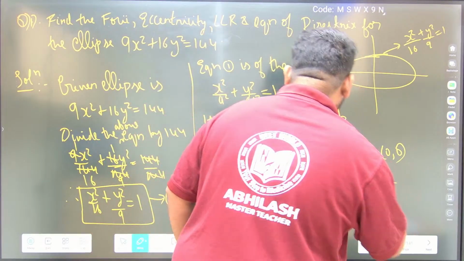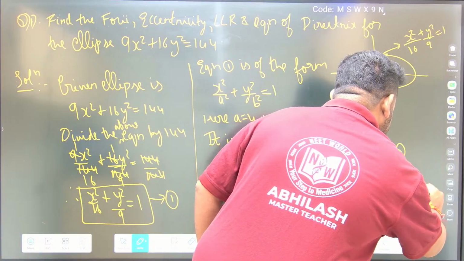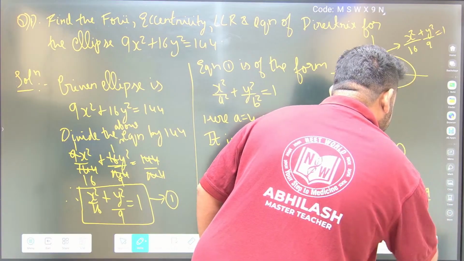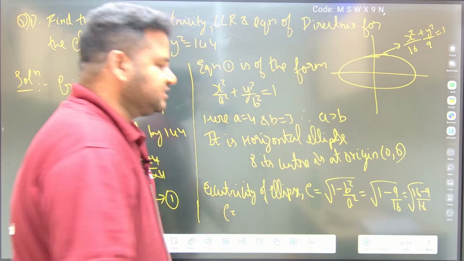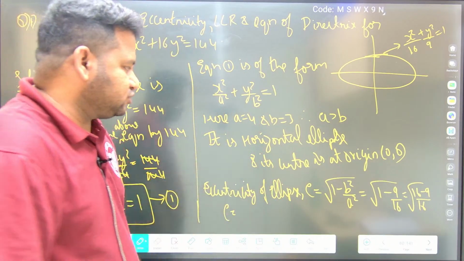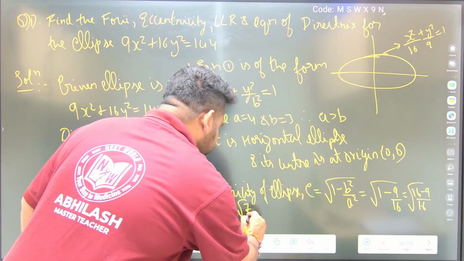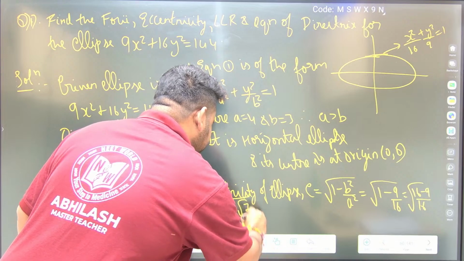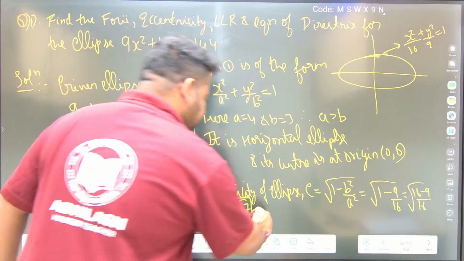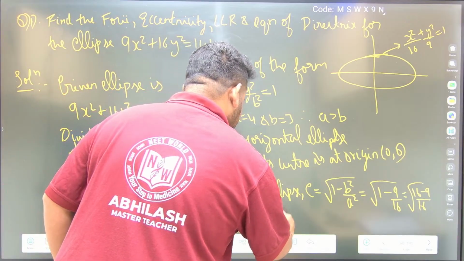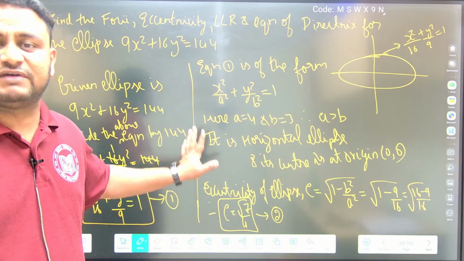So this will become the square root of 1 minus 9 by 16, which is 16 minus 9 by 16. So e will be equal to the square root of 7 over the square root of 16, which is 4. Therefore the eccentricity e is equal to root 7 by 4. Let this be equation 2. The eccentricity of the ellipse is root 7 by 4.